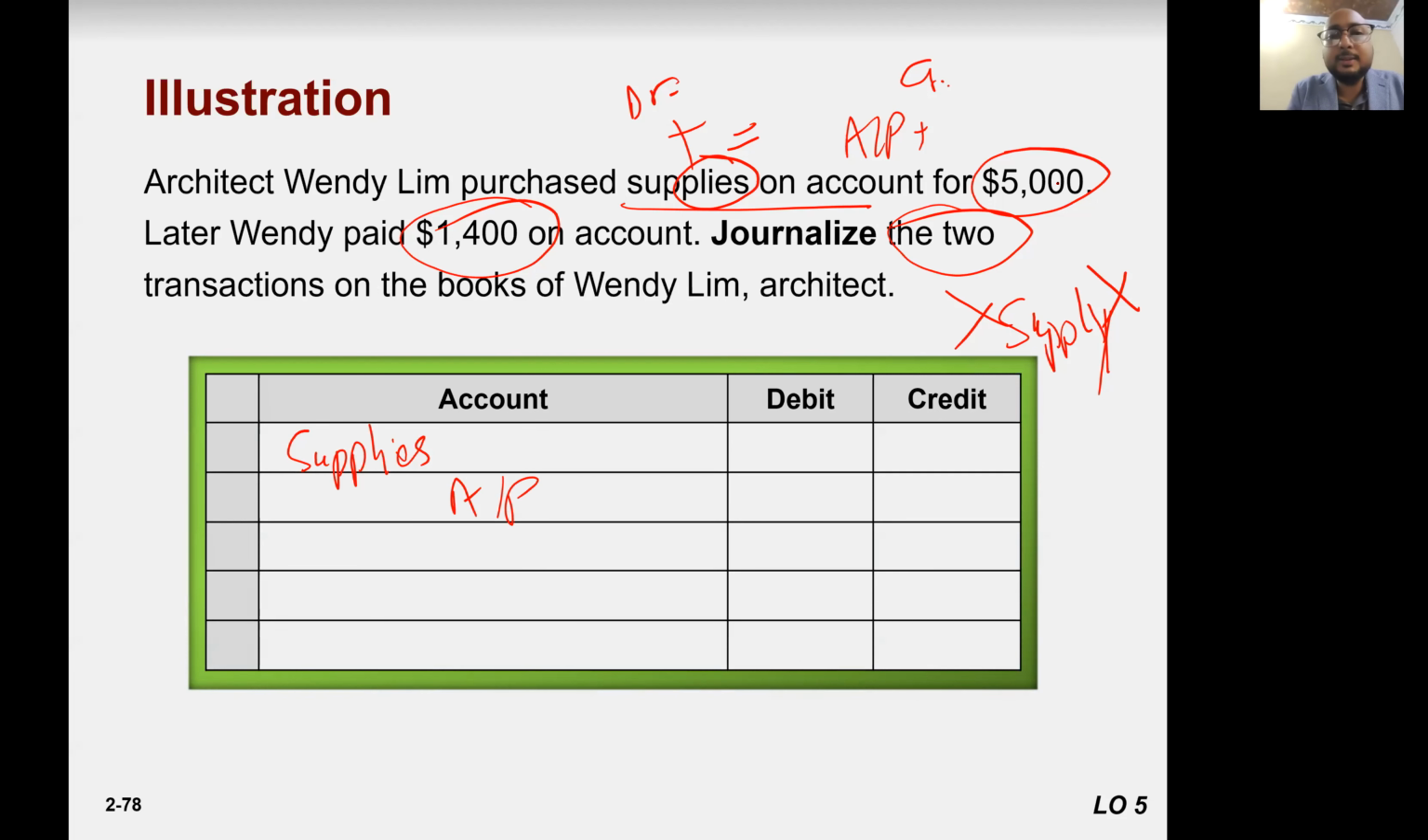And the next entry is they paid 1,400. Paid means cash decrease, and accounts payable also decrease. Outsider claim also decreases. So cash decrease, credit; accounts payable decrease, debit, right? Here we go.